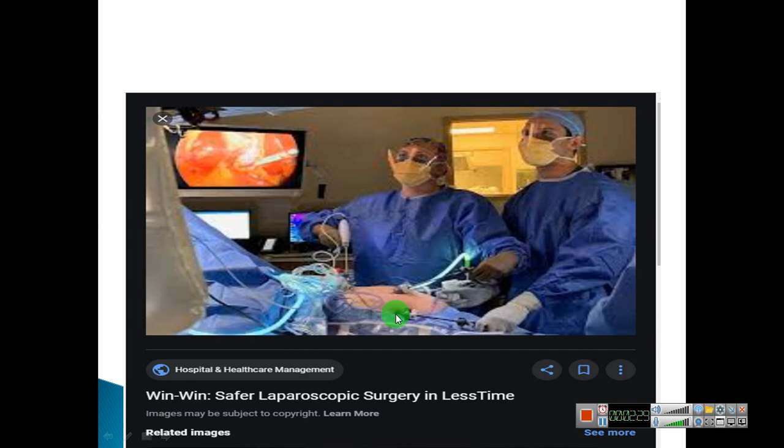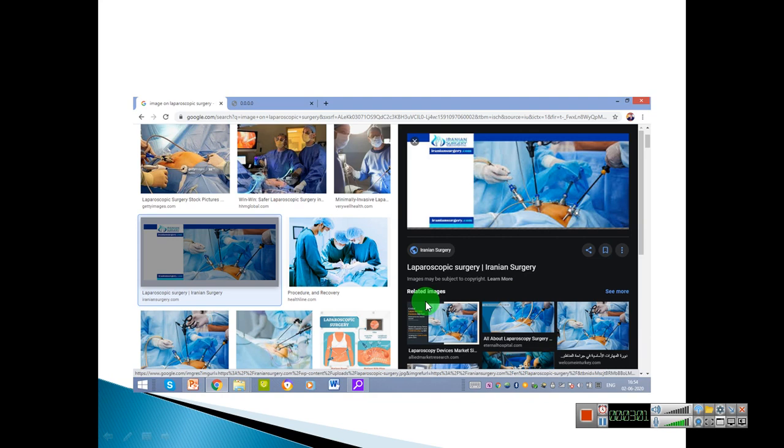Hereafter, two small incisions are done on two sides to enter the laparoscopic probe, and then another incision to insert scissors and the other instruments into the abdomen, sucker tube, likewise. So hereafter do the surgery.